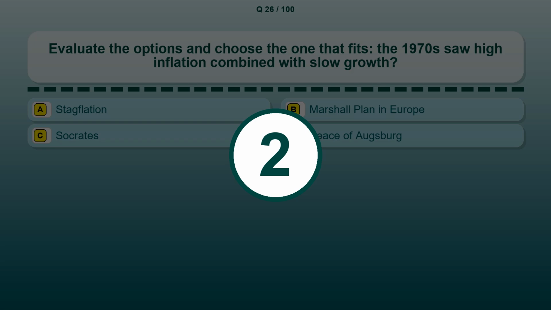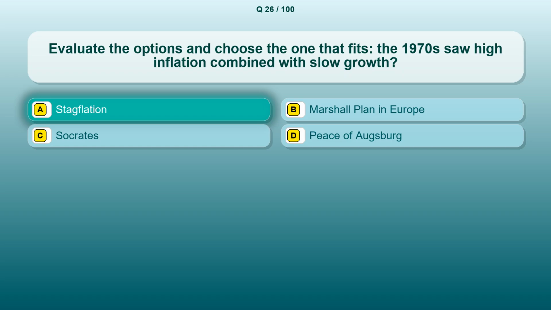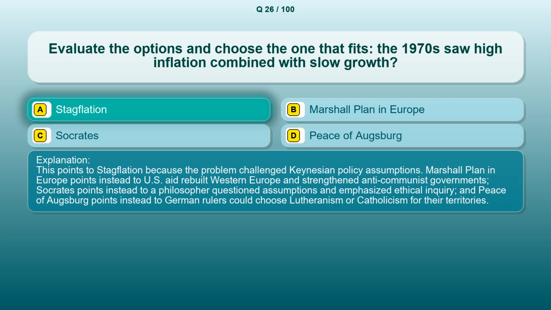The correct answer is option A, stagflation. This points to stagflation because the problem challenged Keynesian policy assumptions. Marshall Plan in Europe points instead to US aid rebuilt Western Europe and strengthened anti-communist governments. Socrates points instead to a philosopher questioned assumptions and emphasized ethical inquiry, and Peace of Augsburg points instead to German rulers could choose Lutheranism or Catholicism for their territories.